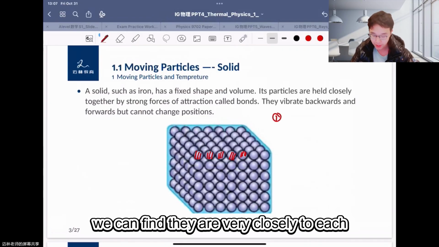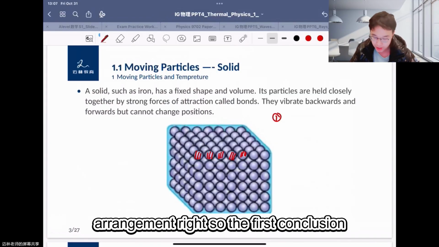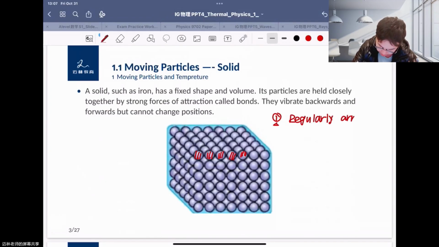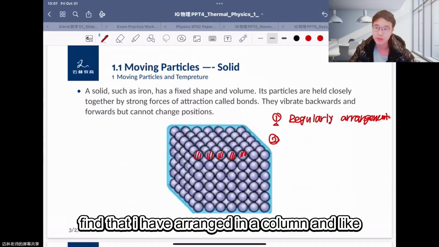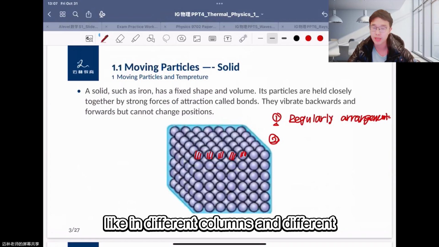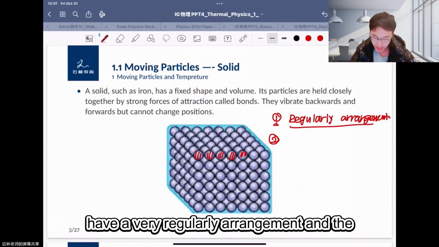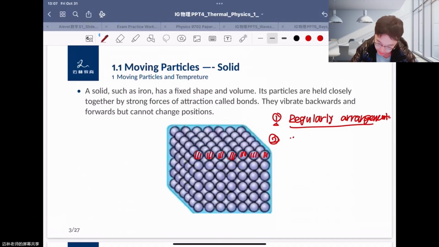So in the solid, we can find they're very close to each other, right? And they have a very regular arrangement, right? So the first conclusion is that they have a very regular arrangement. So this is the first property for the solid. You can find that they are arranged in columns and in different rows, right? So first they have a very regular arrangement, and the second reason is that you can find inside of this they are very close to each other, right? They are very close to each other.